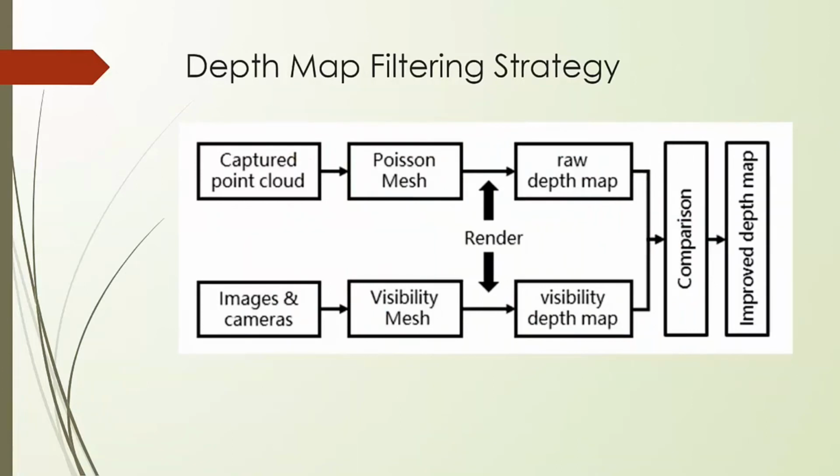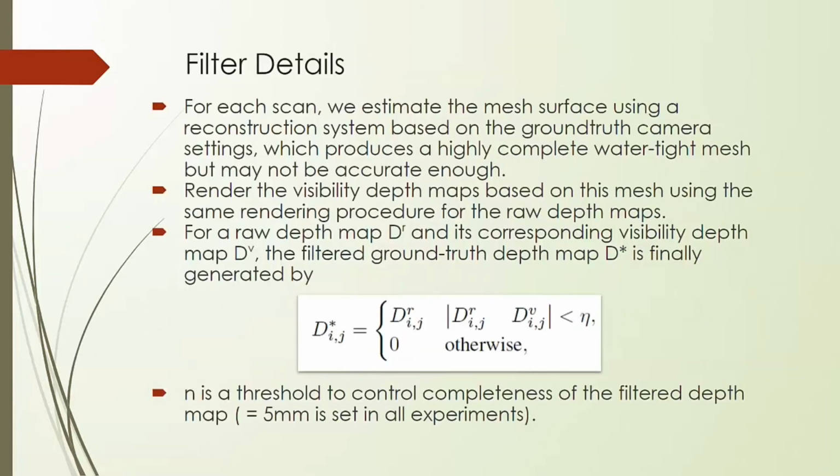So this is the basic filtering strategy that is used here. Here we are mixing two depth maps, that is the raw depth map and the visibility depth map, which is obtained from the captured point cloud and the image cameras. It is merged and an improved depth map is created. Here the filtering details are shown. The depth map D star is created from DR and DB as shown in the equation. Here n is the threshold to control the completeness of the filtered depth map.